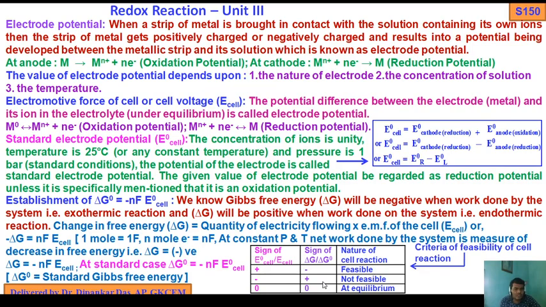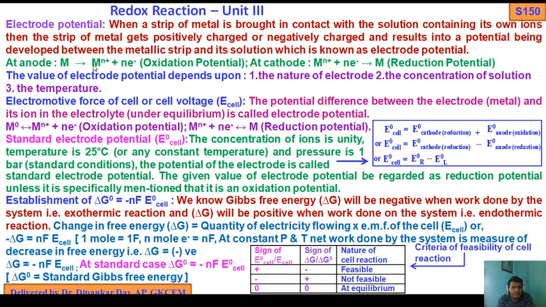Next, move on to electrode potential. When a strip of metal is brought in contact with a solution containing its own ions, the strip of metal gets positively or negatively charged, resulting in a potential being developed between the metallic strip and its solution, which is known as electrode potential.